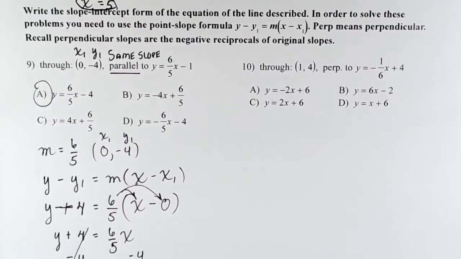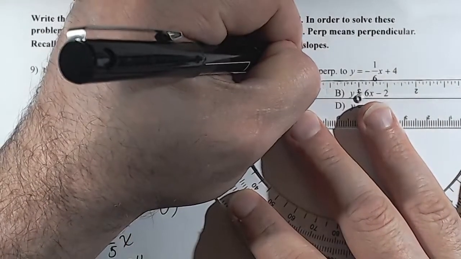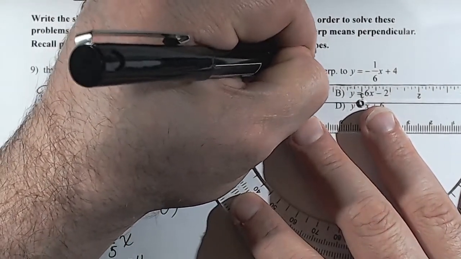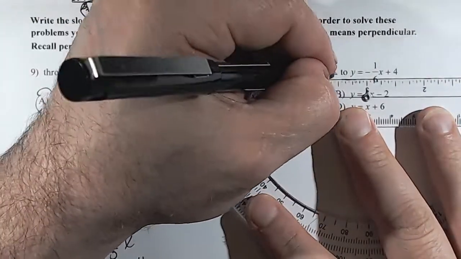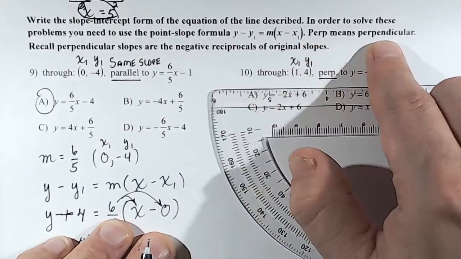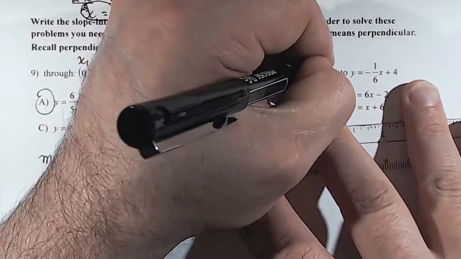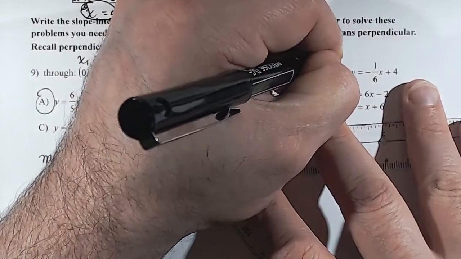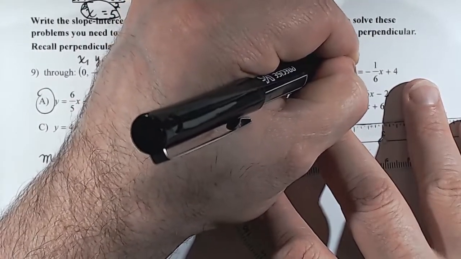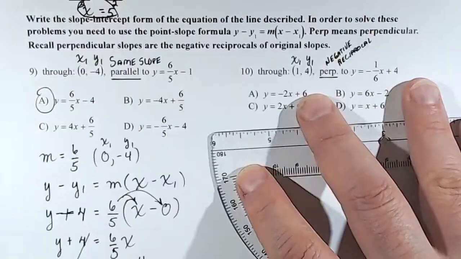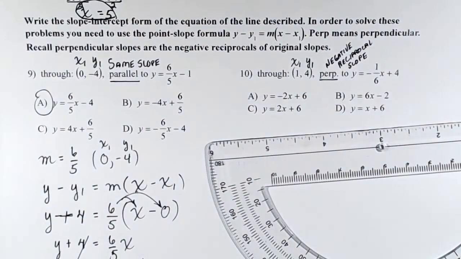Okay, and finally we'll do number 10 here. Number 10 asks us to find the equation of a line passing through this point, 1, 4, which I've labeled x1, y1, and perp, okay, perp means perpendicular to this equation. All right, so perp means negative reciprocal slope. All right, so you just have to remember that.